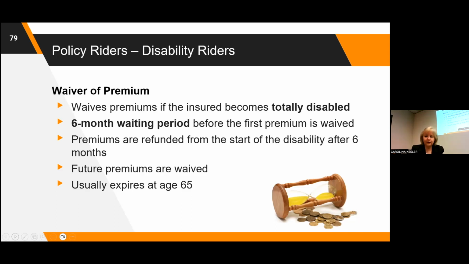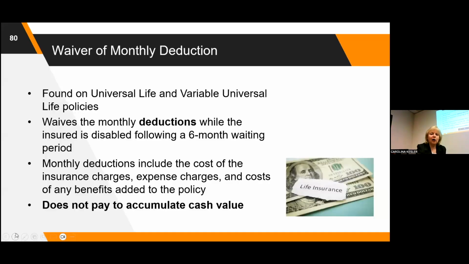So you want to make sure you're writing your investments so they have money to pay for those 6 months that they're not working, so they can afford it. Future premiums are then waived after 6 months and they expire at age 65 when you're eligible for Social Security. Waiver of monthly deduction is found on universal life and variable universal life policies, because the deductions are waived while the insured is disabled following a 6-month waiting period, just like the other one. But that includes the cost of the insurance charges, expense charges, and cost of any benefits added to the policy, not the cash value. So waiver of monthly deduction is found in universal and it covers the cost of insuring them, but not the cash.